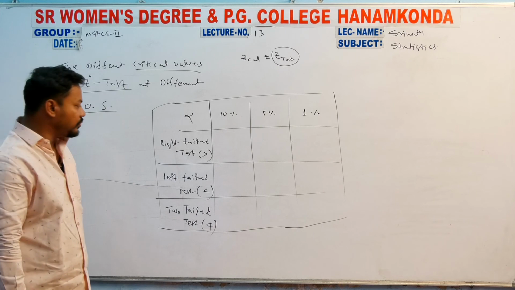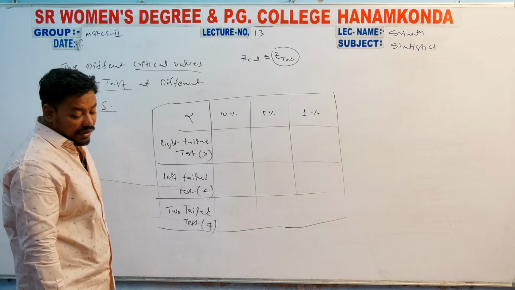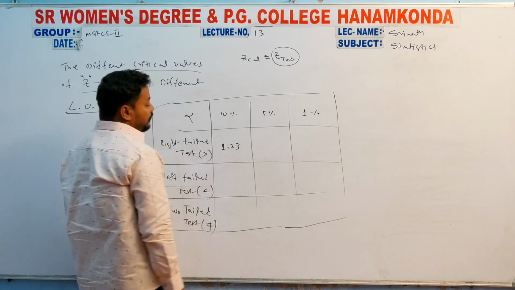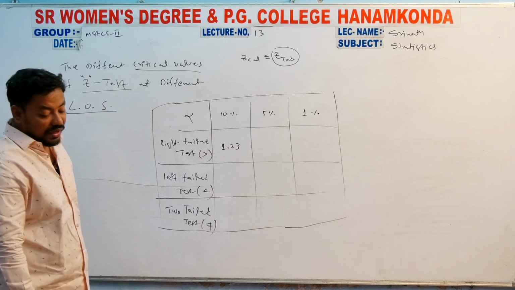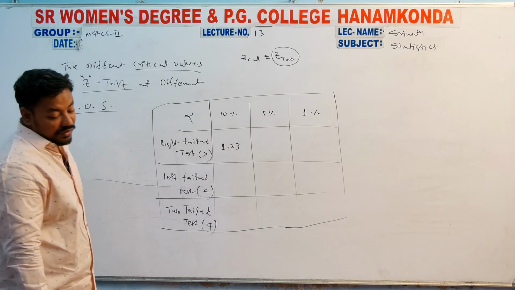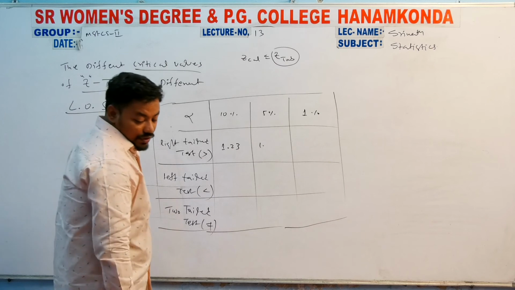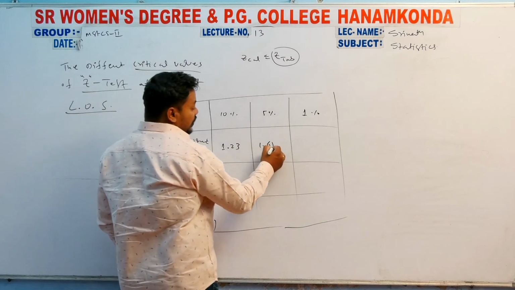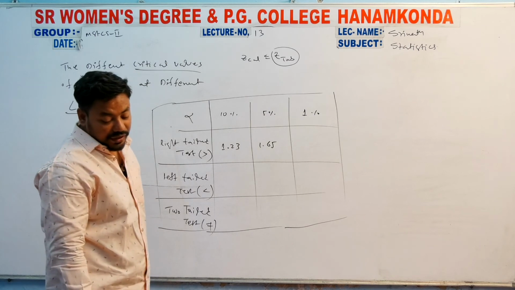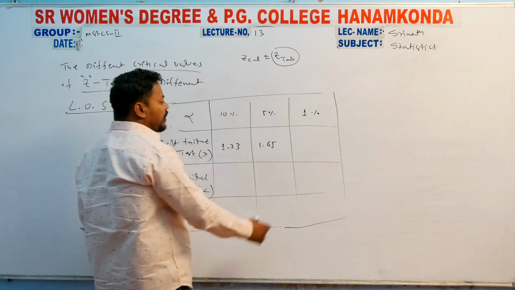And right tail test at the level of significance alpha 10% the value is 1.23, and right tail test at the level of significance 5% is 1.65, the table value. And right tail test at the level of significance 1% is 2.33.